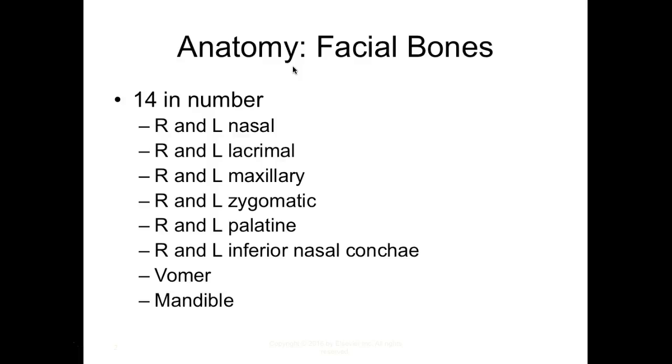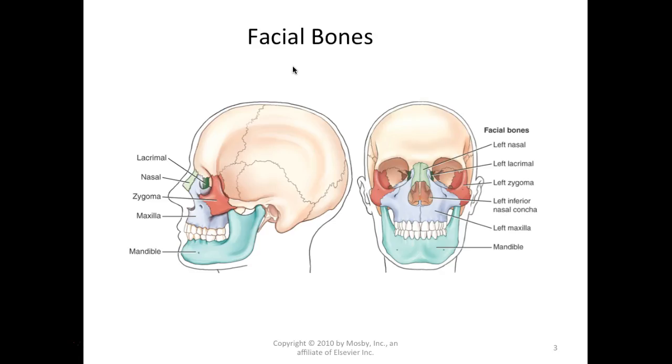There's a right and left nasal, right and left lacrimal, right and left maxillary, right and left zygomatic, right and left palatine, right and left inferior nasal concha. There's one vomer and one mandible.